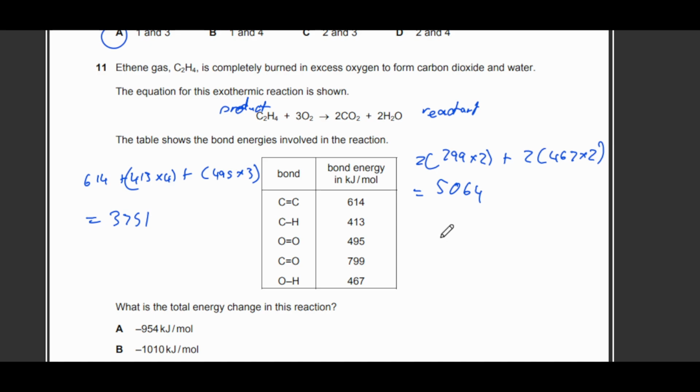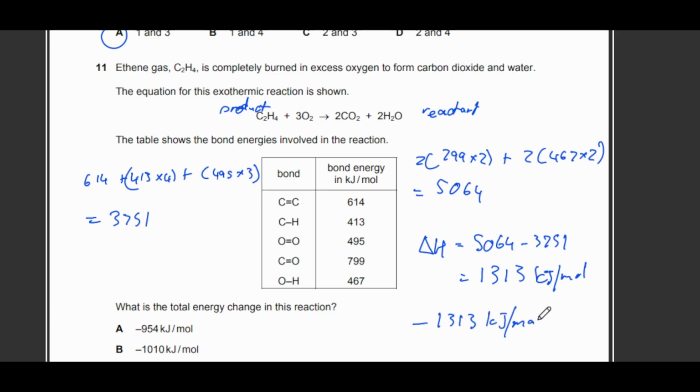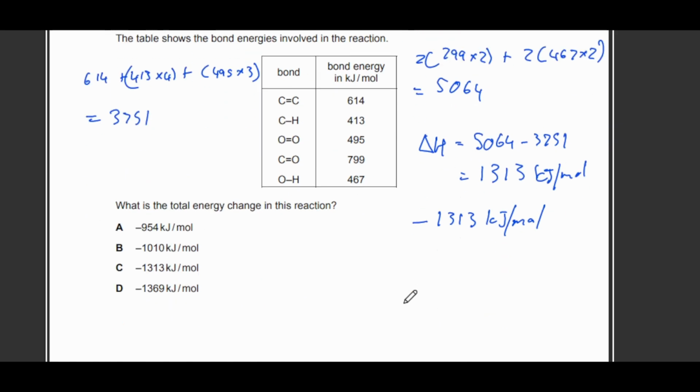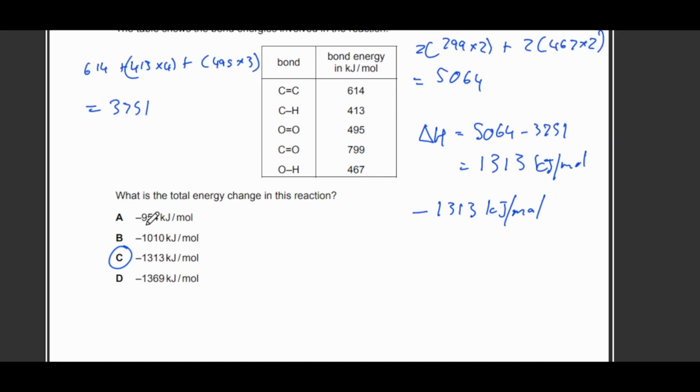So now all you need to do is to find the energy change, which is delta H, right? You just need to take 5064 minus 3751. You can also do it in reverse. It doesn't really matter that much. And you will get 1313 kJ per mole. Right? And finally, since the question tells you it is exothermic, your energy change is negative. So therefore, you'll have a negative 1313 kJ per mole energy change. So you scroll down, the answer is C.